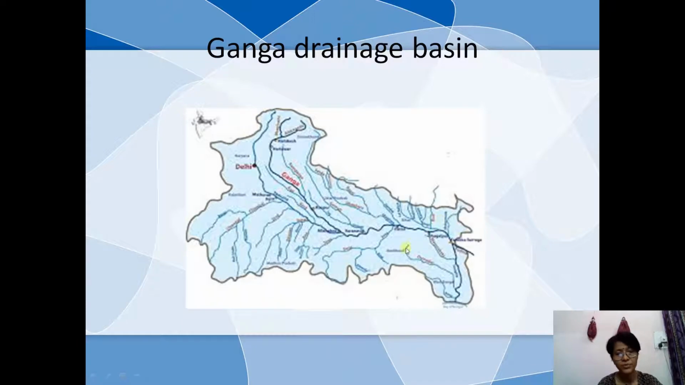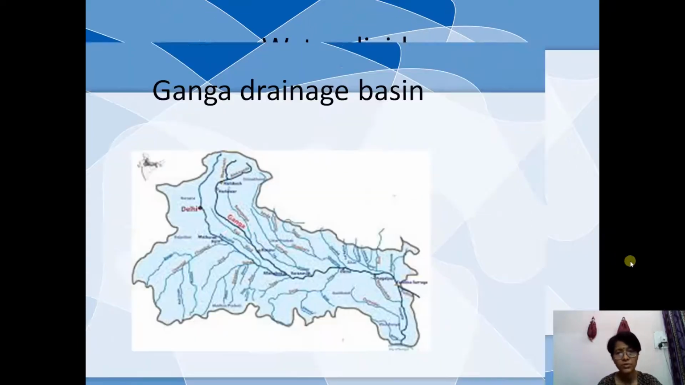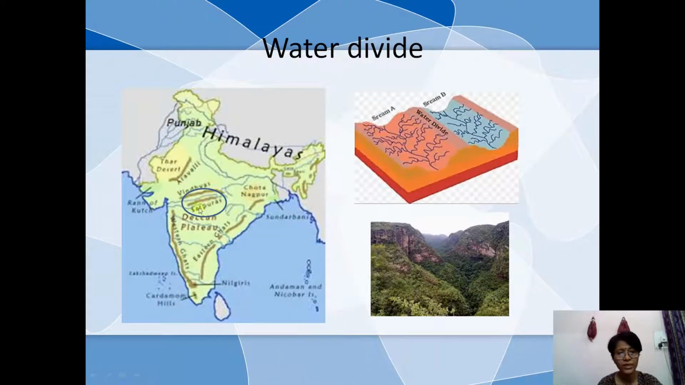I am showing the Ganga drainage basin. This belongs to our country. And the water divide, that is the Satpura range, which is located in between Narmada and Tapi. This is circle 1. I am showing the position of the Satpura range. This is the picture of the Satpura range. And this is the water divide, the picture of a water divide. Stream A and stream B are two different drainage basins, which are divided by this water divide.